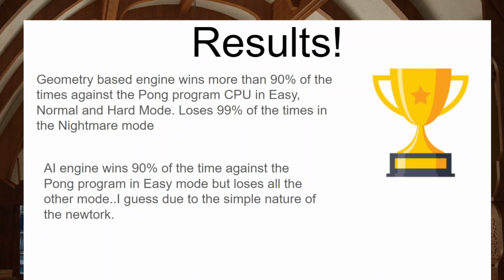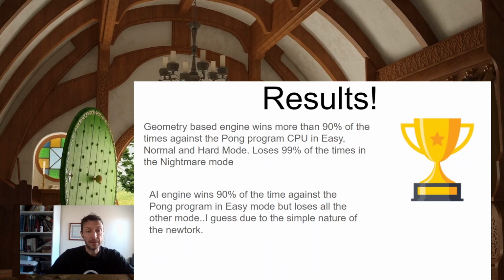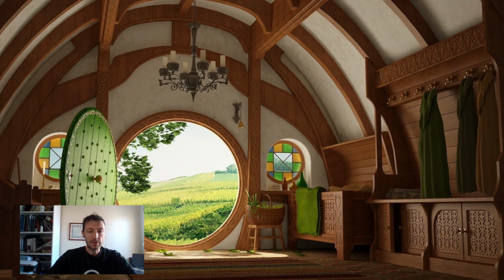I guess that's because of the very simple nature of the network and probably the data. I have the feeling that I could probably train it using maybe also speed, but I don't know. We'll see maybe in the future. So let me show you now how the geometric engine works.